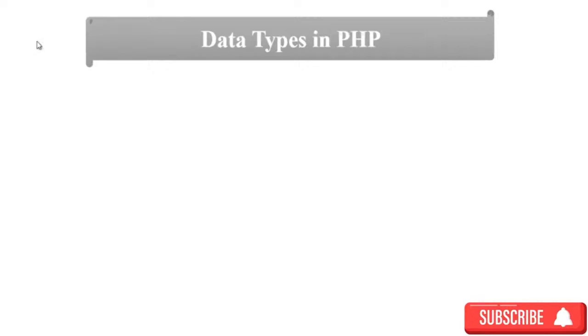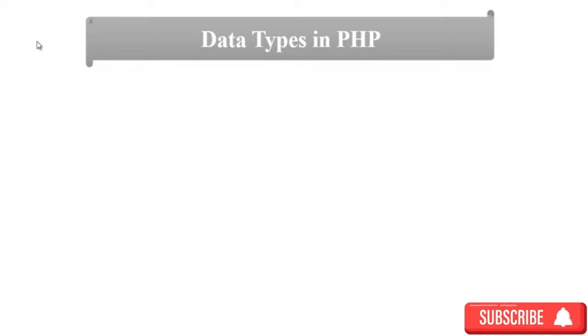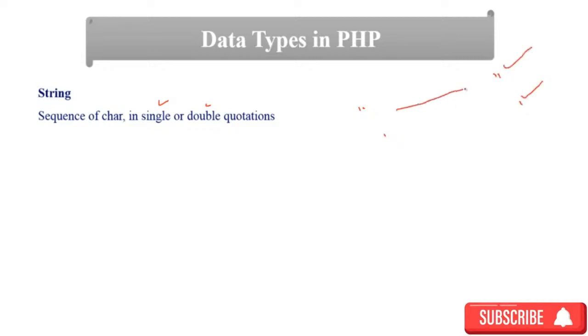Hi guys, in this class we will discuss scalar data types, predefined. They are string, integer, float, and boolean. First of all, we discuss the string data type. A string is a collection or sequence of characters enclosed in single or double quotation. This is a single quotation, this one is a double quotation. Data provided inside single or double quotation is called string data type.